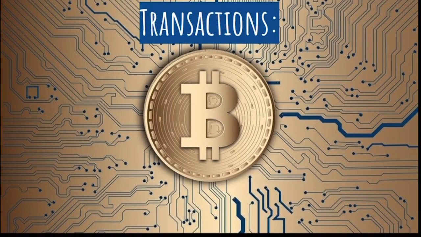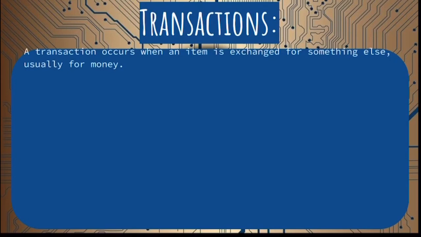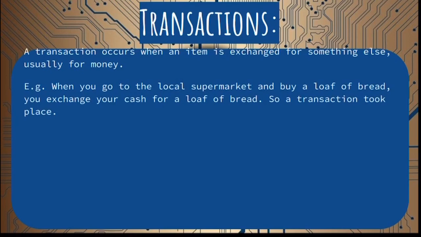If we look at transactions, we can see a transaction occurs when an item is exchanged for something else. Usually it is for money. If we think back, we did trading at the beginning of the year. Trading is the exchange of goods without using money. Transactions is the exchange for money. For example, when you go to your local supermarket and buy a loaf of bread, you exchange the cash for the loaf of bread. So, a transaction took place.